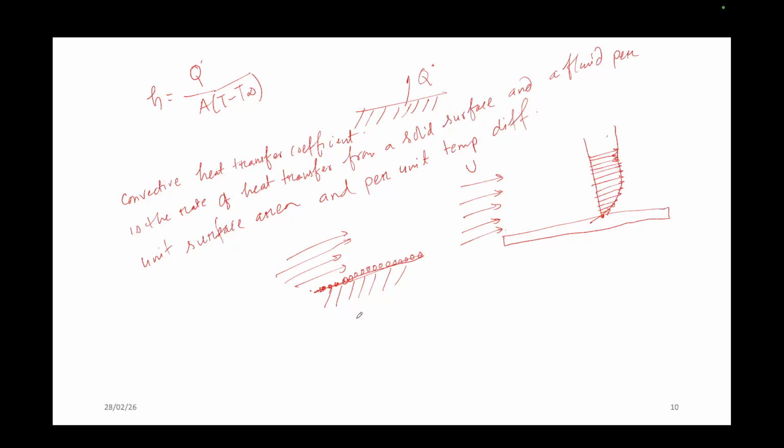So above a surface, if the fluid is flowing, the region up to where you will observe a velocity gradient is known as your boundary layer. Say up to this point you can see that after this there is no velocity gradient, but below this there is a velocity gradient.